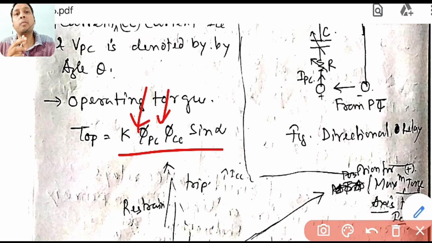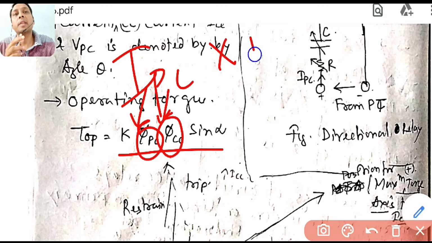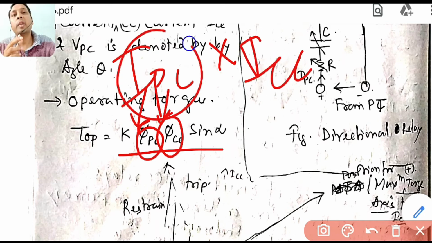From where are these two fluxes coming? Flux is coming from current. So two currents are needed, one is IPC, one is ICC. One is the pressure coil current. Even if you apply voltage, current will flow, and that current will form flux. Same here in the current coil. Current is flowing from CT, and that current will create a flux phi.